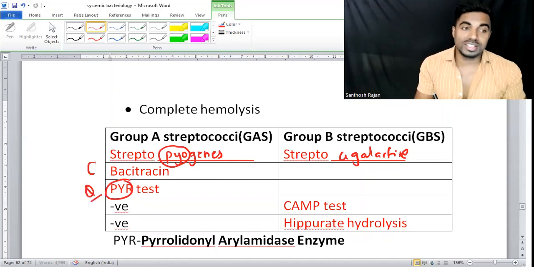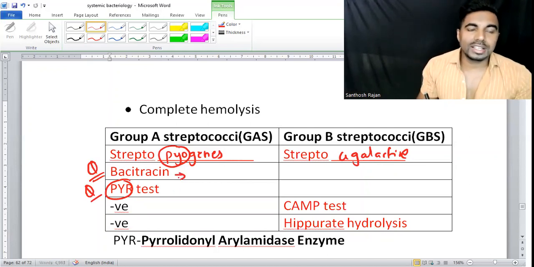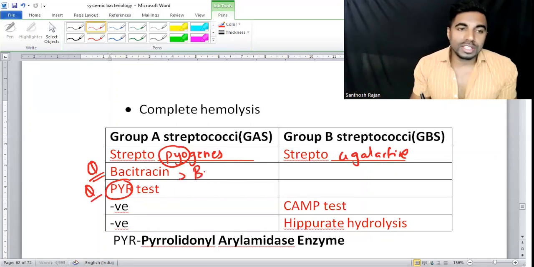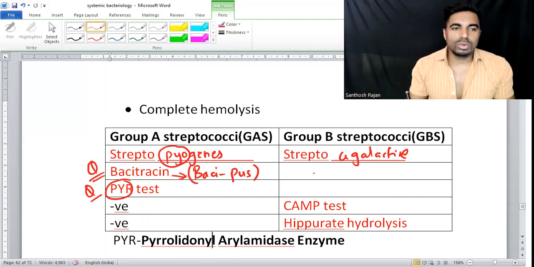But most important is bacitracin. In my exam, I remember I had this question. Bacitracin, what does it do? Bacitracin: basi gets pus infection. Pus means pyogenes. Basi gets pus, so you don't confuse, pyogenes. Okay, that's done. Then how do I remember group B? Group B is bacitracin and PYR negative. So how do I remember for B?